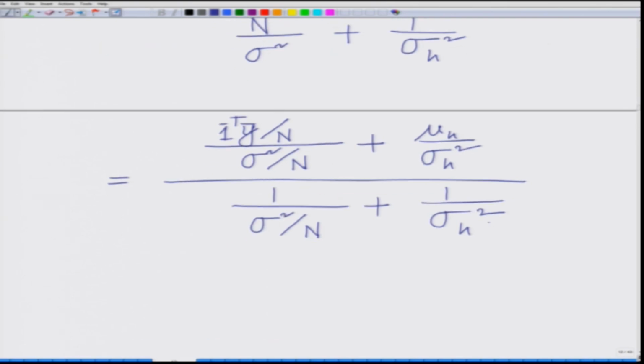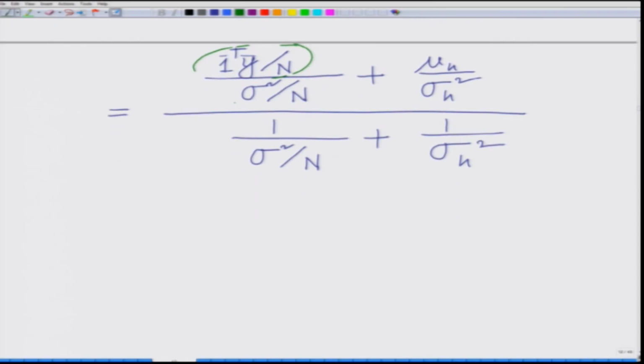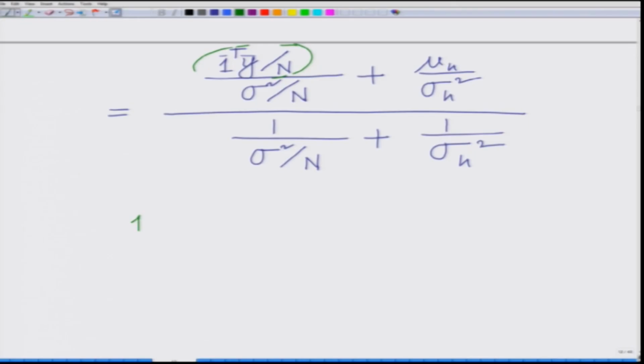Now, look at this, this has a very interesting interpretation. Let us look at this term by term. What is this quantity 1 bar transpose y bar divided by n? Let us dissect this expression. Now you will realize that is something very interesting.